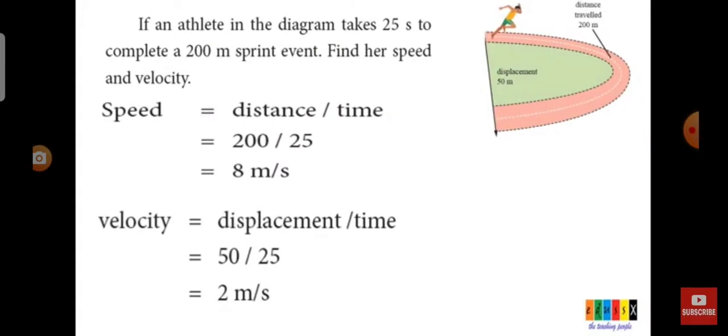Here an example is given. If an athlete in the diagram takes 25 seconds to complete a 200 meters sprint event, find her speed and velocity. The speed equals distance by time. So that is 200 by 25, that is equal to 8 meter per second. Velocity equals displacement by time. Here 50 by 25, so that is equal to 2 meter per second.